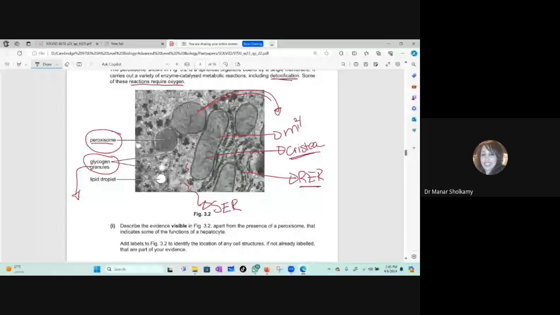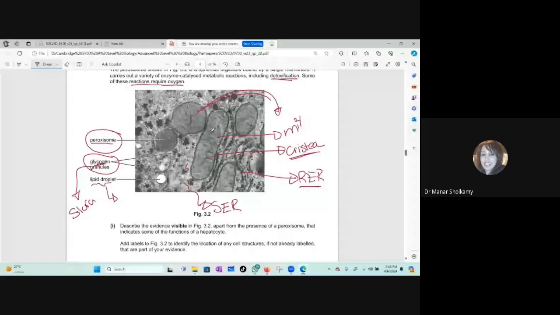And this is mitochondria, and this is another mitochondria. This is the peroxisome. These are the glycogen granules. What is the function of the glycogen granules? What do you think? What do they store? Come on. Glucose. Yes, they store carbohydrates. They store glycogen. This is the liver, okay? So this is for storage.